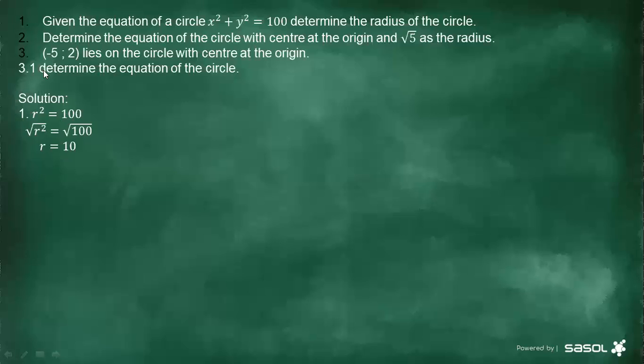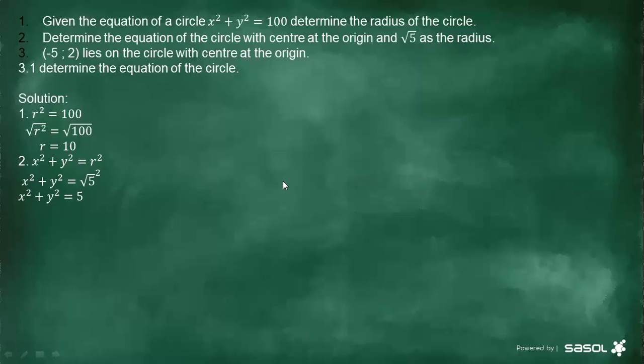So that is the value of the radius. Number 2, determine the equation of a circle with the center at the origin and square root of 5 as a radius. Meaning, in this case, we have a radius, so we can determine the equation of that circle. Let's see how we determine that. Since we have the value of r, which is square root of 5, wherever you see r, you just substitute with square root of 5. Then you square it, then our equation is x squared plus y squared equals 5, right? So that is the equation of the circle.